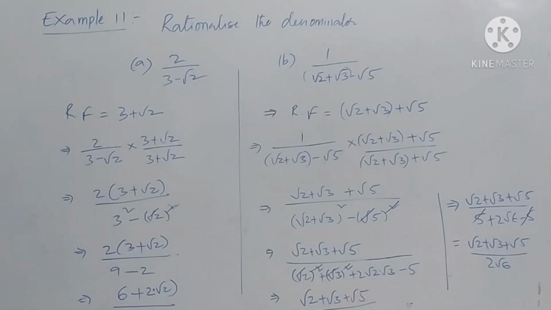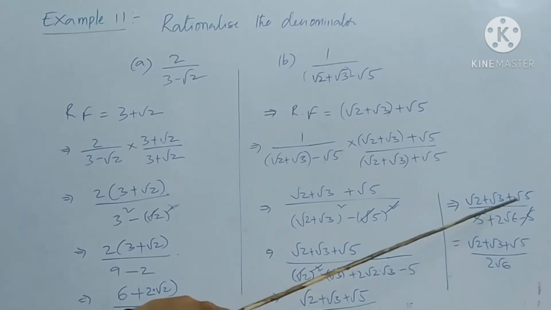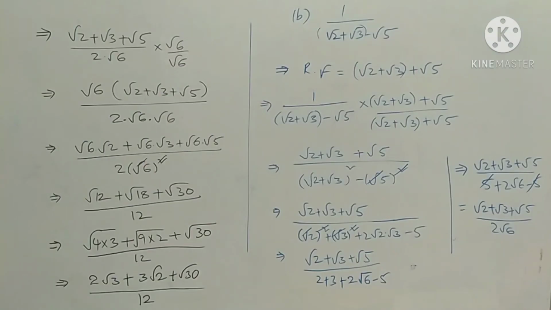So that is equal to 2 into root 6 minus 5. So that is equal to root 2 plus root 3 plus root 5 by 2 plus 3, which is 5, plus 2 into root 6 minus 5. Here plus 5 minus 5 cancel. So the result is root 2 plus root 3 plus root 5 by 2 into root 6.